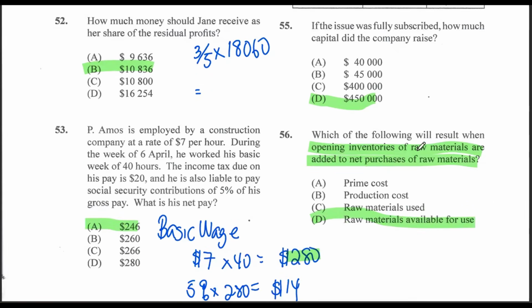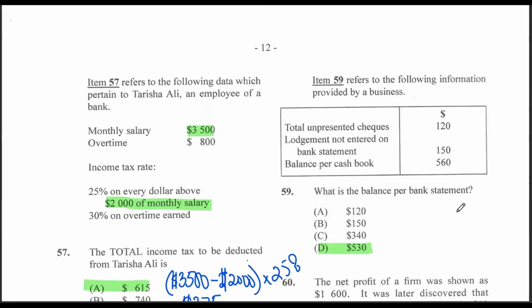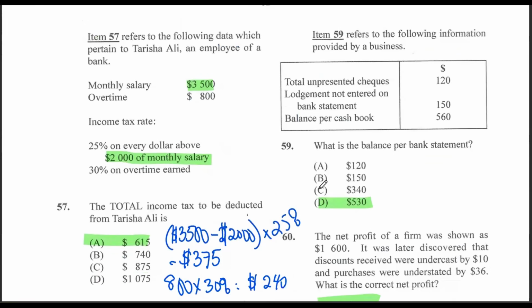Question 56. Which of the following results when opening stock of raw materials is added to net purchases? Opening stock of raw materials added to the net purchases is going to give us the raw materials available for use. Good job. Moving on to question 57, another payroll question. Total income tax deducted from Teresa Ali, guys. Let's have a look. Teresa is an employee of a bank.